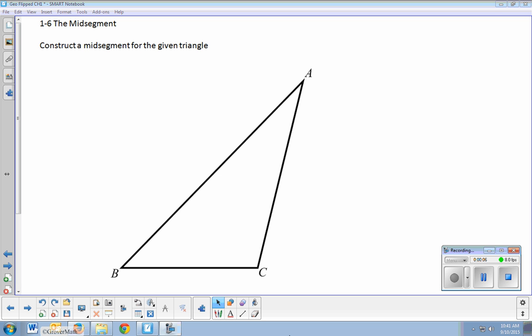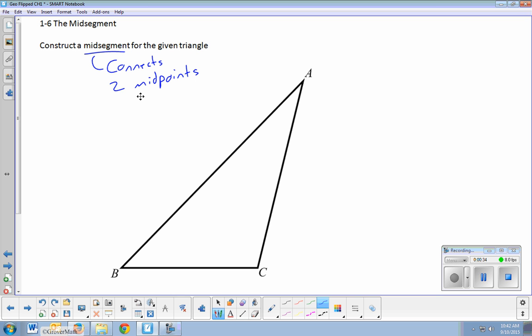Well, in the previous video, we learned what a median was. A median goes from an angle to a midpoint. Or I shouldn't say goes from, it really connects them. There's not really a direction there. It connects an angle and a midpoint. A mid-segment connects two midpoints. So angles aren't involved. It connects two midpoints.